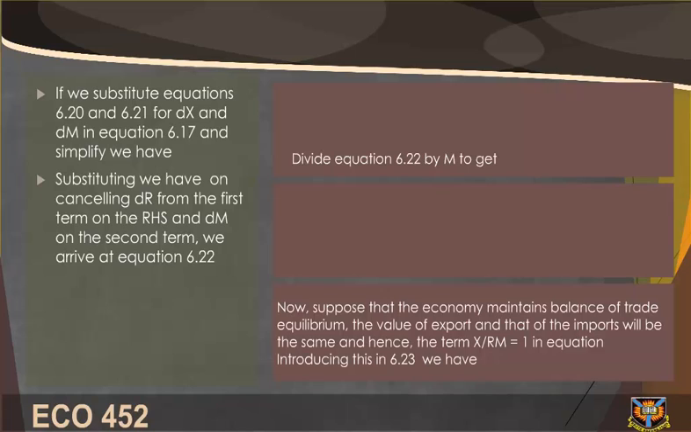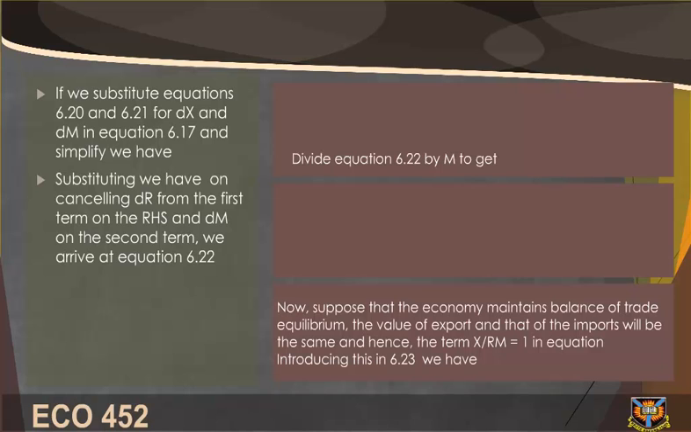Divide equation 6.22 by M to get the following. Now suppose that the economy maintains balance of trade equilibrium, so the value of export and that of imports will be the same, and hence the term X over RM is equal to 1 in the equation.